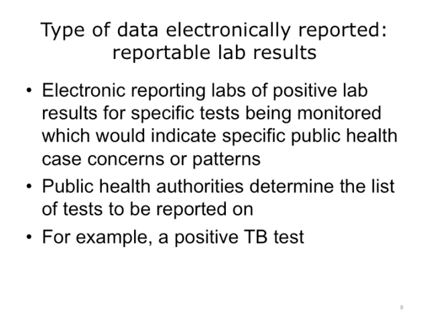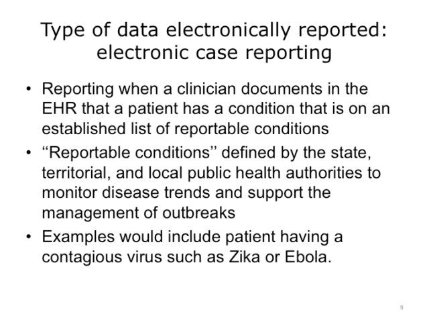Public health authorities regularly determine what hospital lab results they want to monitor abnormal results on across their jurisdiction. For example, the list most likely contains tuberculosis. When a lab test on the reportable lab results list has an abnormal value, it is reported to the public health authority. Another type of data electronically reported is electronic case reporting.